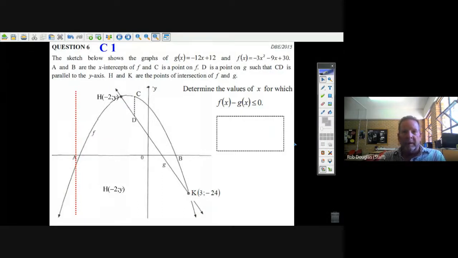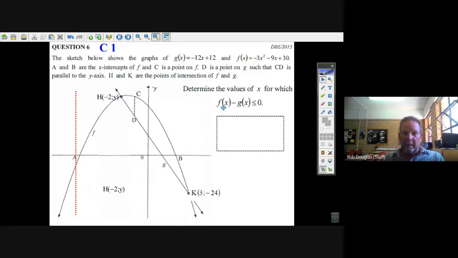Okay, we're going to look at the second part of this parabola question. We've got a parabola here, minus 3x squared minus 9x plus 30. We've got a line cutting across the parabola that's minus 12x plus 12. Now they give us this problem here.